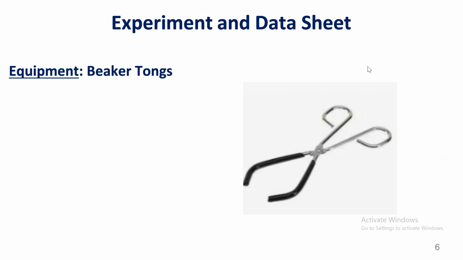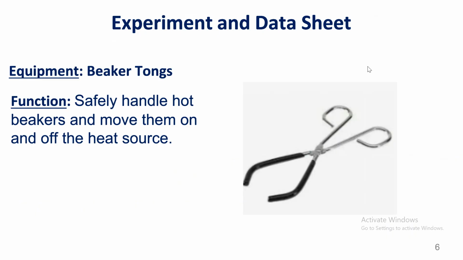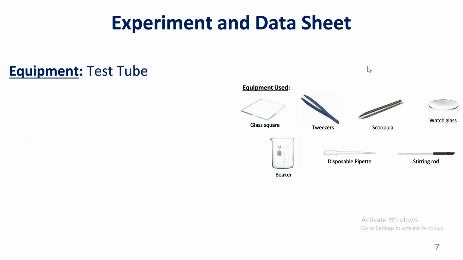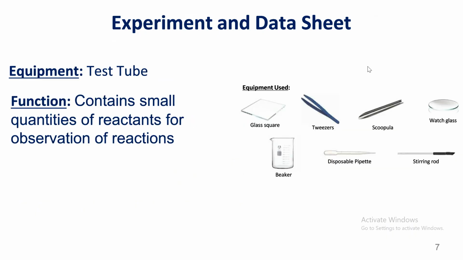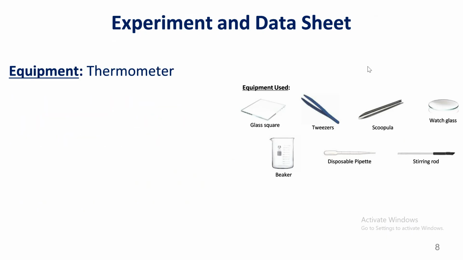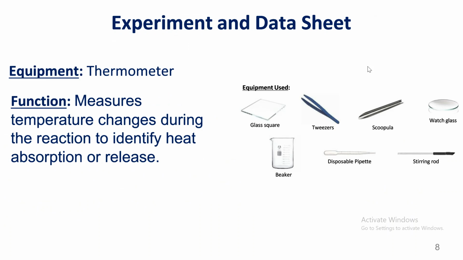Next, we're going to be using the beaker tongs. These safely handle hot beakers and move them on and off the heat source. We're also going to be using test tubes, so they contain a small quantity of reactants for observation of reactions. Again, we're going to be observing changes in temperature, and we will be using the test tube. We'll also be using a thermometer, and that is going to measure temperature changes during the reaction to identify heat absorption or release to see if the reaction is endothermic or if the reaction is exothermic.